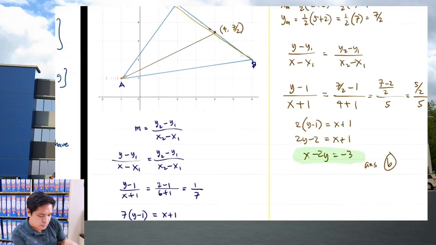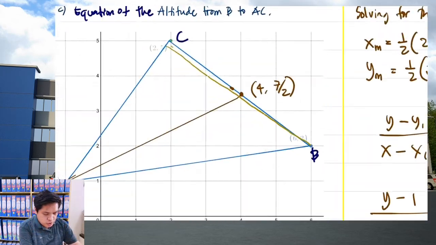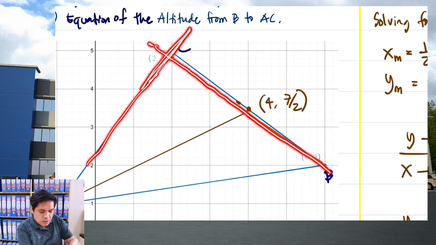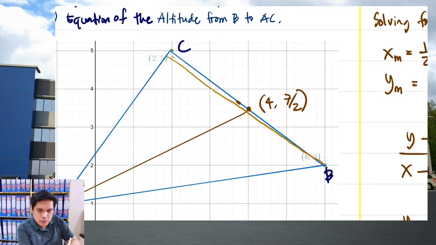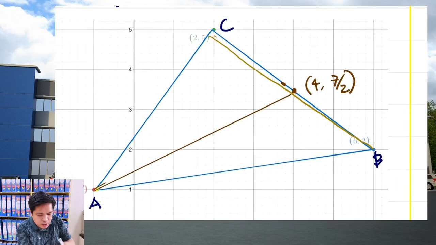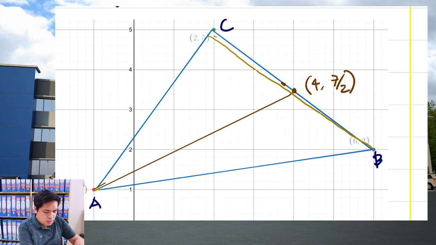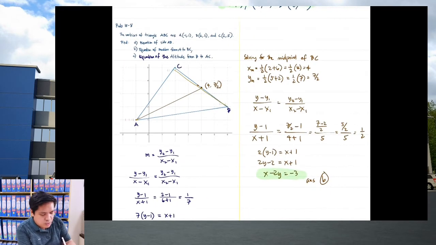Anyway, to get the equation of this line, we know that if this line is perpendicular to AC, that means the slope of this line is the negative reciprocal of the slope of AC. So we need to get the slope of AC, since its 2 points are given, then get the negative reciprocal of that. That would be the slope of the altitude. And the altitude passes through B, which is at coordinate 6, 2. So that's all we need to do.